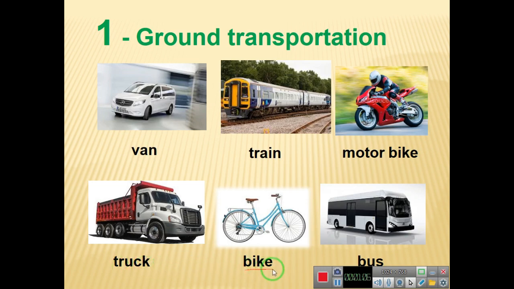Bike. Is it for people or for goods? Of course it's for people. Bus. The bus can move people from place to place. So, for the ground transportation, we may use van or car, train, motorbike, truck, bike, and bus. Of course, there are many other things, but these are only some examples. Are you ready for number 2? Let's go.